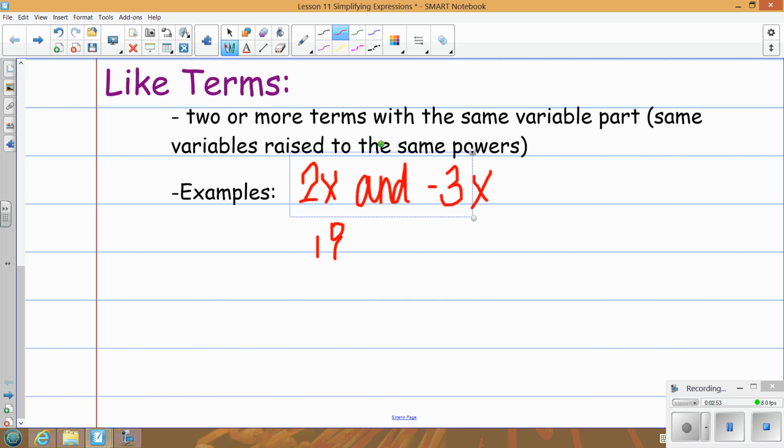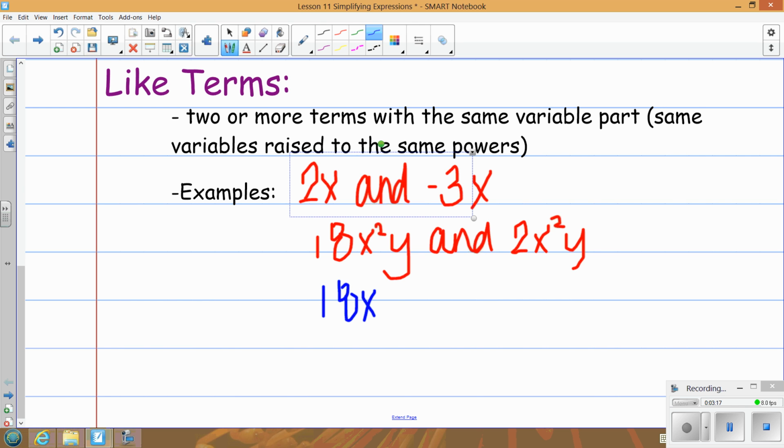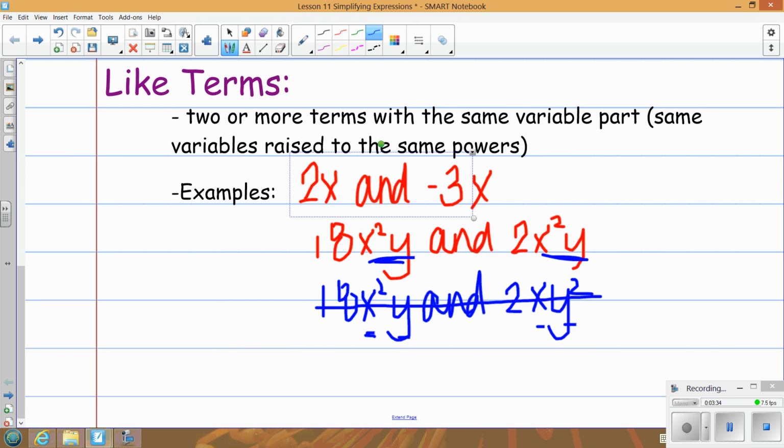You could have something like this, 18x squared y and 2x squared y. So notice that the variable part is exactly the same. It has x squared y. An example of something that wouldn't be a like term would be if I had 18x squared y and 2xy squared. These are not like terms, and the reason is if you look at the exponents, I have an x squared and a y, where over here is an x and a y squared. So the exponents have to be exactly the same in order to be like terms.